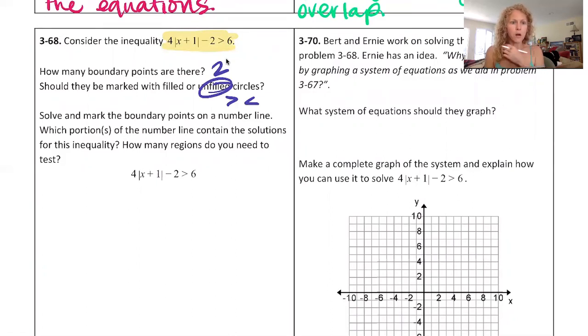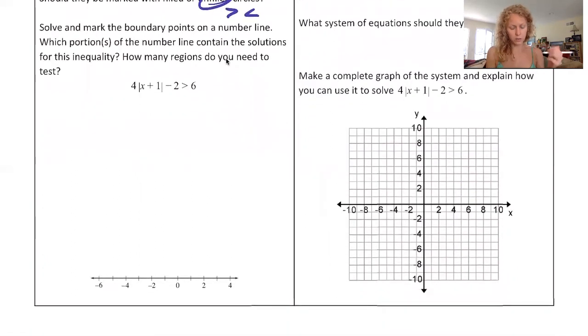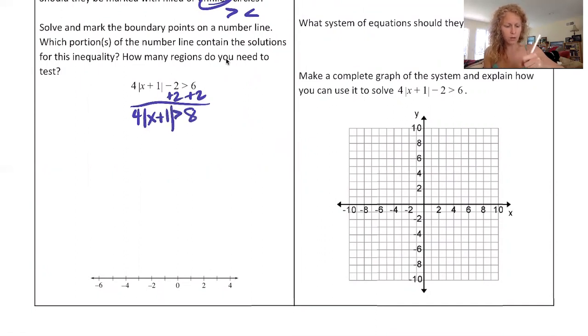So if we're going to solve and mark some boundary points on a number line, we probably have to solve it. We do need to decide what portion of the number line works, and you can do that by testing a point. So here's our problem to solve. I'm going to first add 2. This is going to be greater than 8. When we divide both sides by 4, we have the absolute value of x plus 1 is greater than 2.